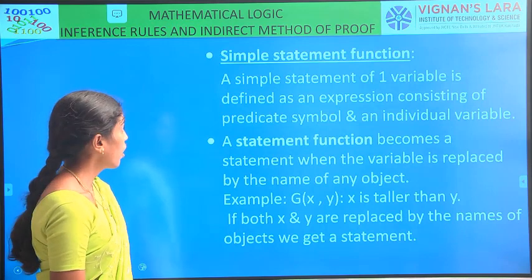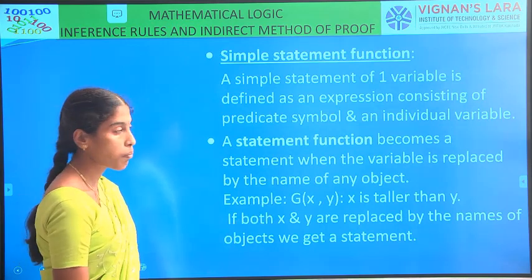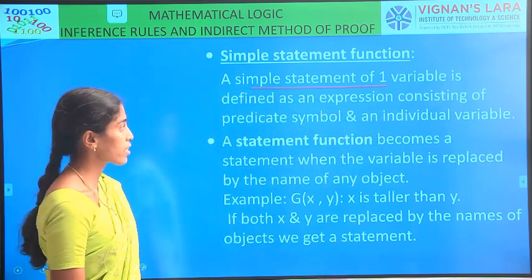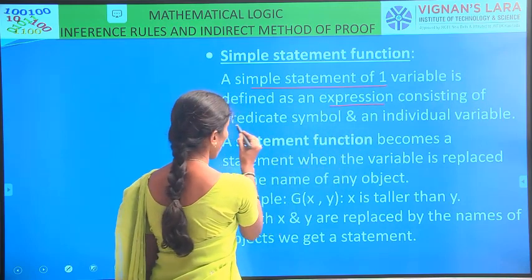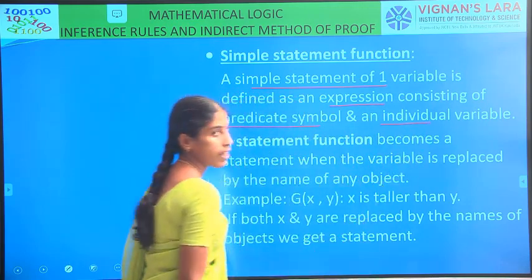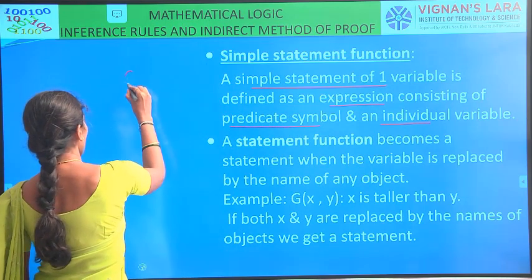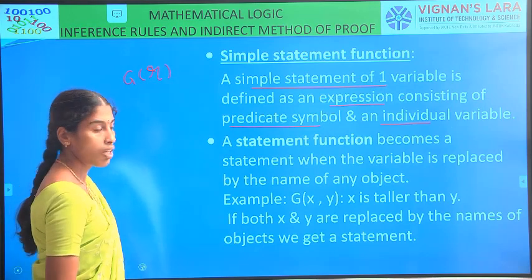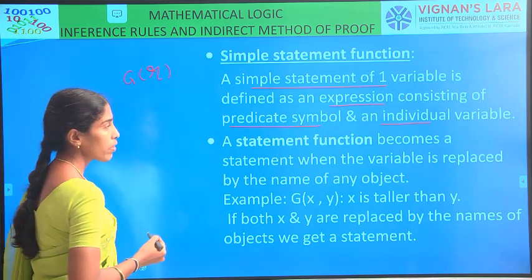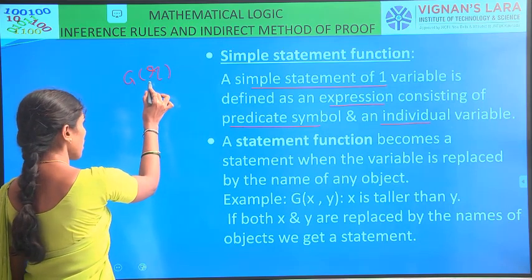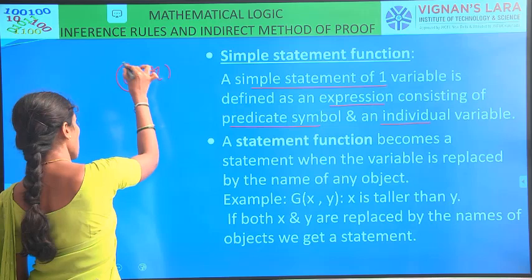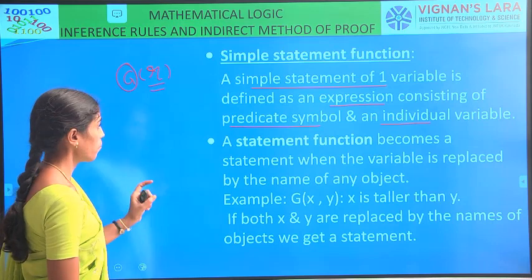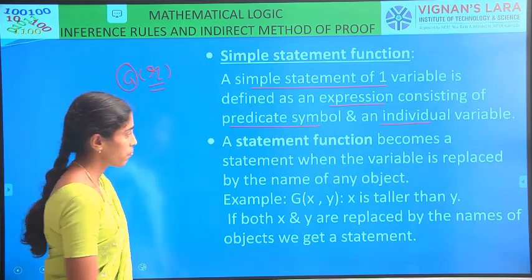Right? Now coming to the next one, simple statement function. A simple statement of one variable is defined as an expression consisting of a predicate symbol and an individual variable. Already we discussed here, Radha is a girl. How can we write this one? G of r. So it is a simple statement. How can we say it is a simple statement? A simple statement consists of one predicate symbol and an individual variable. Here the predicate symbol is G, the individual variable is r.